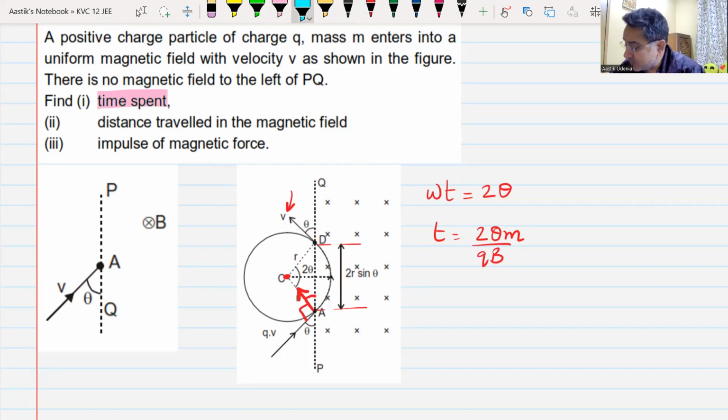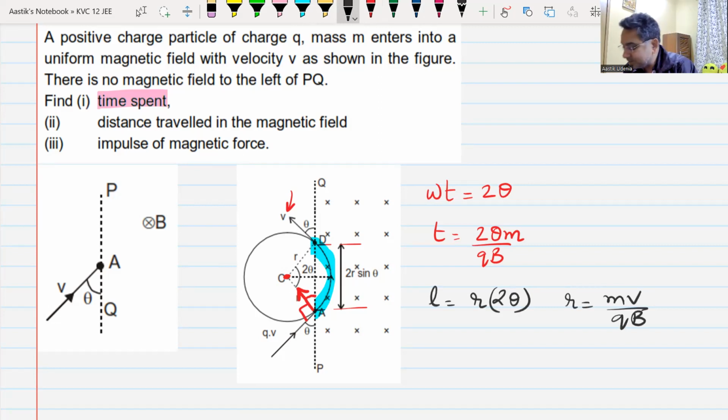The distance traveled is given by the length of this arc. Yes or no? Yes, sir. What is the length of this arc? The length of this arc is r, the radius of the circle, multiplied by 2 theta. And the radius of the circle is mv by qB. Do we understand this? Yes, sir.